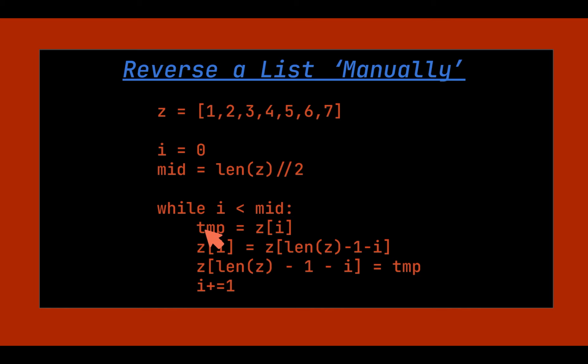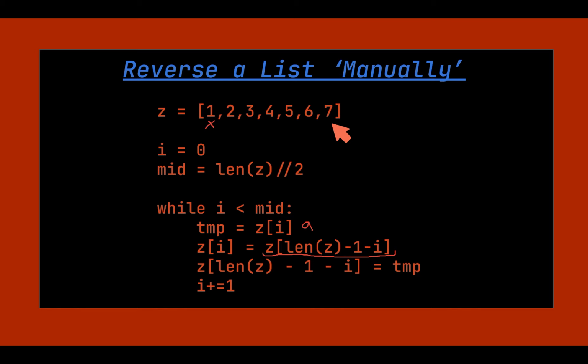And so create a temp variable, make it equal to the current element. You can think of it as, on the first turn, it's element 0. Then you can think of z[i] as A. And then on this next turn, you have z[len(z) - 1 - i] equals this. So let me talk about this.